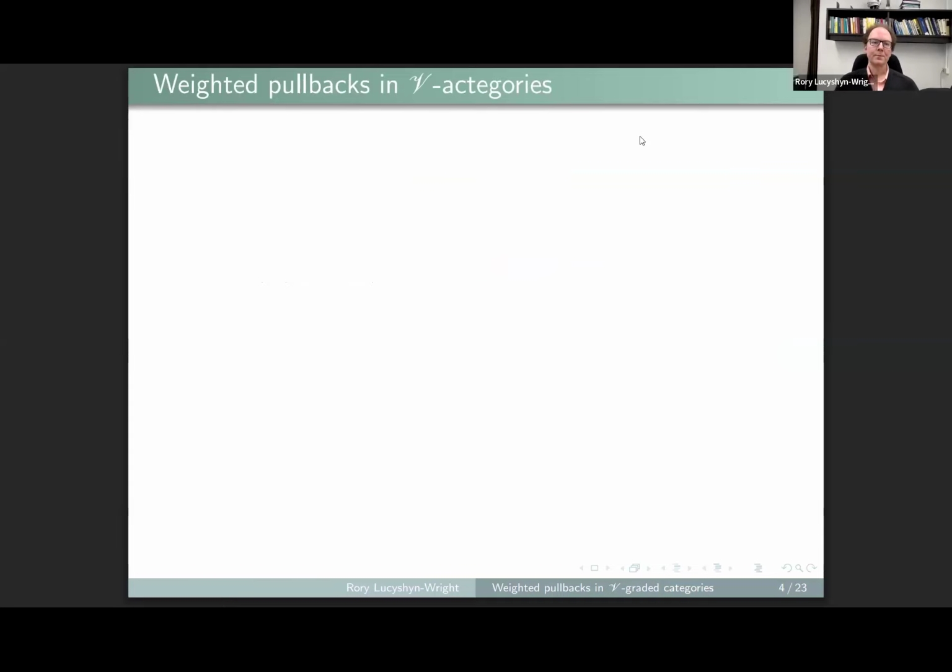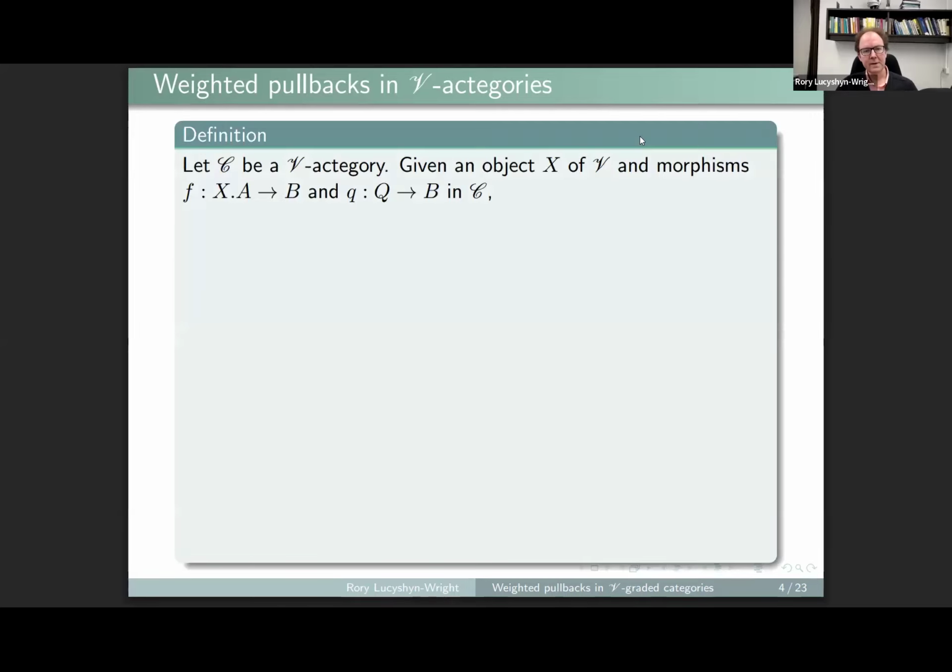Okay, so at this point, we'll introduce a new concept called a weighted pullback, and we'll start off by introducing this in V-actegories, but then we'll generalize this to a more general setting later in the talk. So as a definition, let C be a V-actegory. Given an object x of V and a pair of morphisms in C of these special forms, so let's take a look, F going from x dot A to B, where we're applying the action, and then we have Q being just an arbitrary morphism from some object Q down to B.